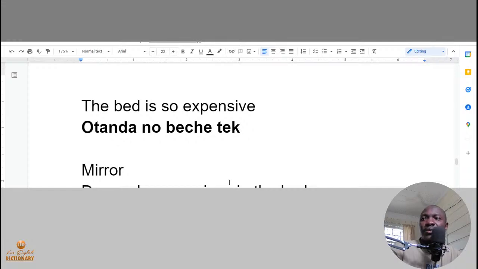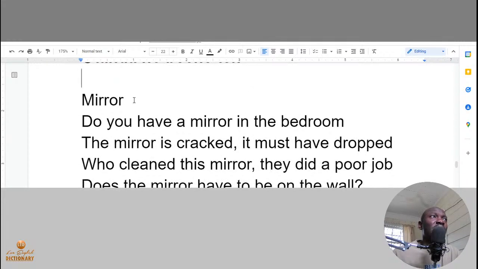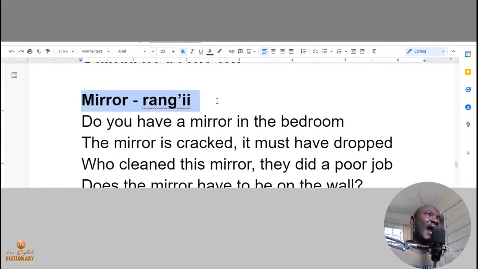So let's move on to the mirror. Now mirror, in the Luo language, because it is something that looks at you, we call it rangi. So that's a mirror. Rangi. Ra-ng-i. That's a syllable. Ra-ng-i. Rangi. The mirror is rangi.